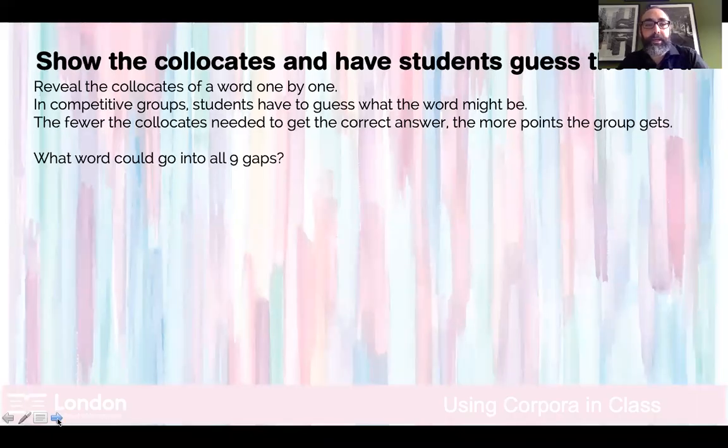Another activity, show the collocates, reveal the collocates one by one, and get them to guess what word goes in the gaps, the same one, okay? For example, which word could go into all the 9 gaps I will show you now? And you can tell me, okay? So if you have it, just tell me the word. I will tell you after the 9 gaps. Something plus fees. And it's the same word in all of them, eh? And you can make this a competition.